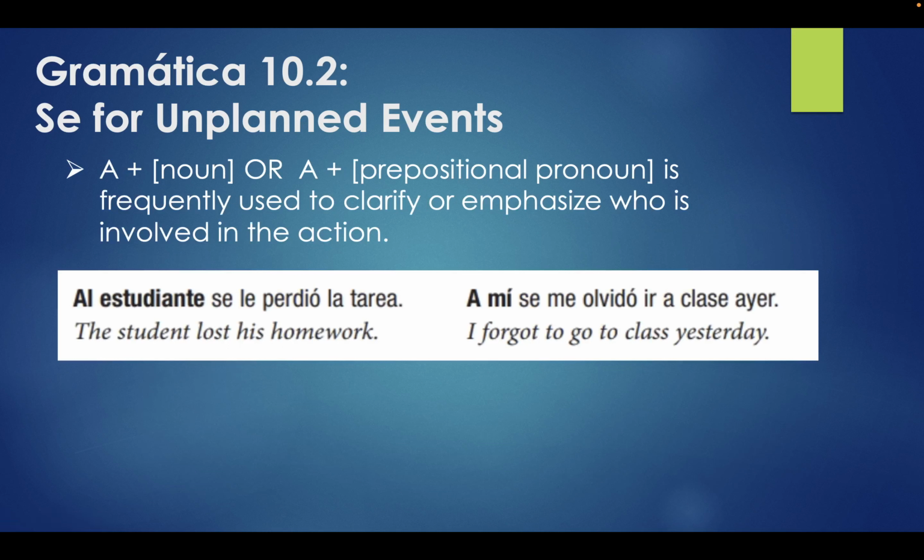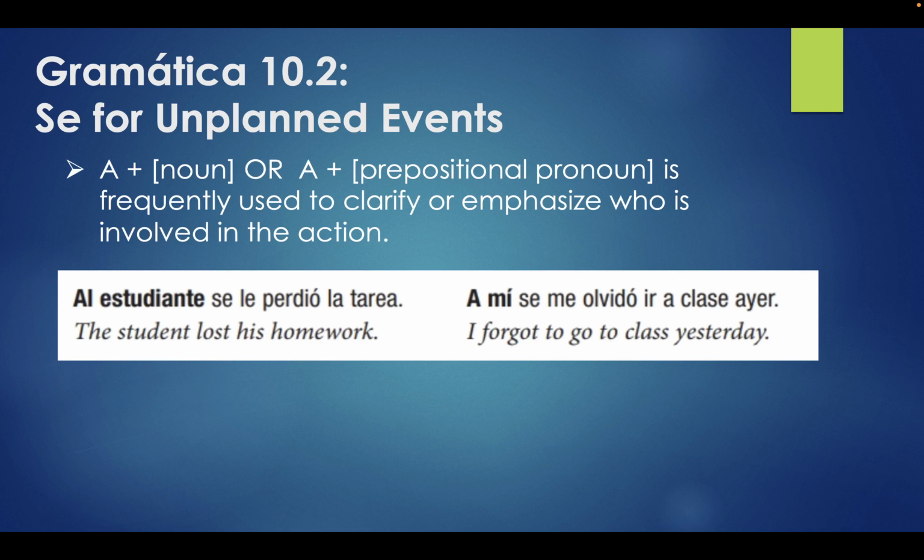And one last thing, sometimes you may want to show emphasis to or for whom this happened. So we use the structure a plus a noun, like a mí, a ti, a él, a usted, al estudiante, or a prepositional pronoun, a mí, a ella, etc., to emphasize to or for whom this action happened. So al estudiante se le perdió la tarea. Oh my gosh, the homework was lost to the student. The student lost his homework. Al estudiante se le perdió la tarea.